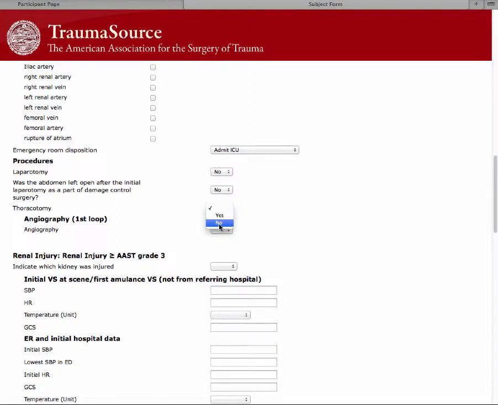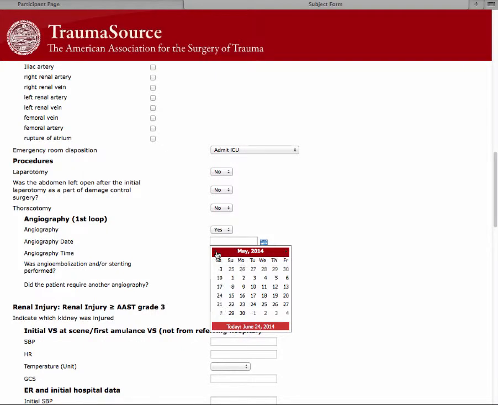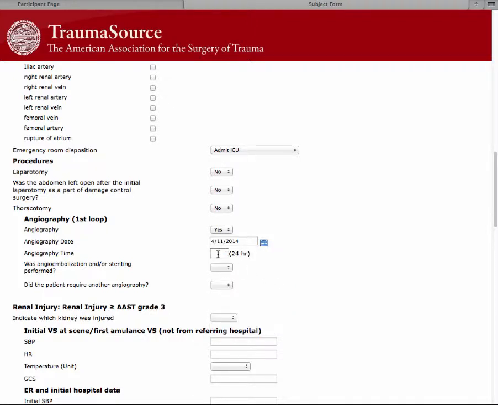Thoracotomy, the patient did not have a thoracotomy. And did the patient undergo angiography? So this patient did undergo angiography, and we'll say that they underwent angiography a couple days after injury. It's a little bit of a complicated case. We'll say they went on the 11th. They underwent angiography at 9:33 in the morning.